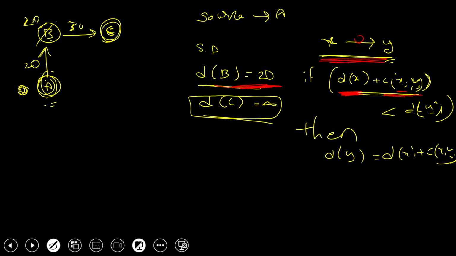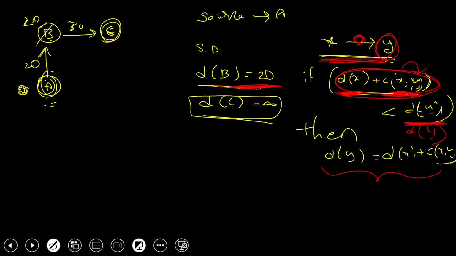Here we'll have some weighted value, right? That is the edge cost from vertex X to vertex Y, and this should be less than distance of Y. Distance of Y will have some value. If this calculation is less than this, then only distance of Y is equal to this value, distance of X plus cost from X to Y. I hope this is clear.